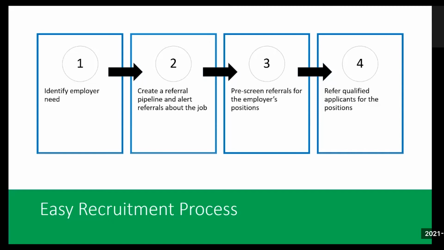So I'm going to walk you through that really quick here. We've got a picture of steps 1 through 4. The first thing is we want to find out what that need is from the employer. We want to start creating a referral pipeline and alert our folks about jobs that company has available. We're going to pre-screen our referrals for that employer, which is great. You have somebody on our team from that map I showed you earlier who is going to look at the qualifications of the job and match the candidate to the position, make sure it's a good referral, and provide you all the supports along the way that you're going to need. And then we're going to refer that person out.